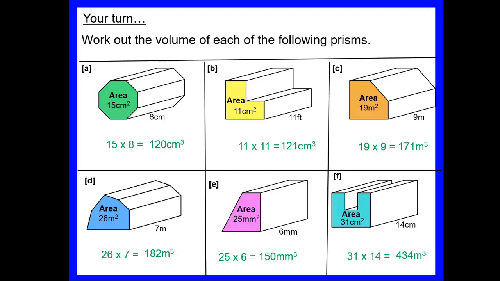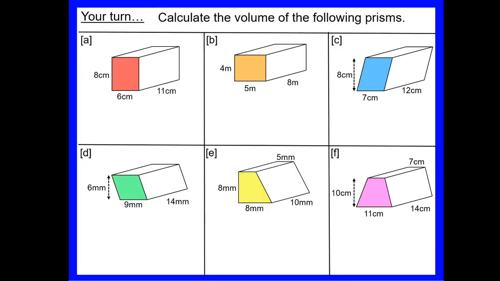Okay, make sure you're happy with those. We're now going to have a go at the ones where you need to find the area yourself. So for each of these, you first start off by finding the cross-sectional area of the coloured shape and then multiply it by the length to get those ones. Pause the video, have a go now.